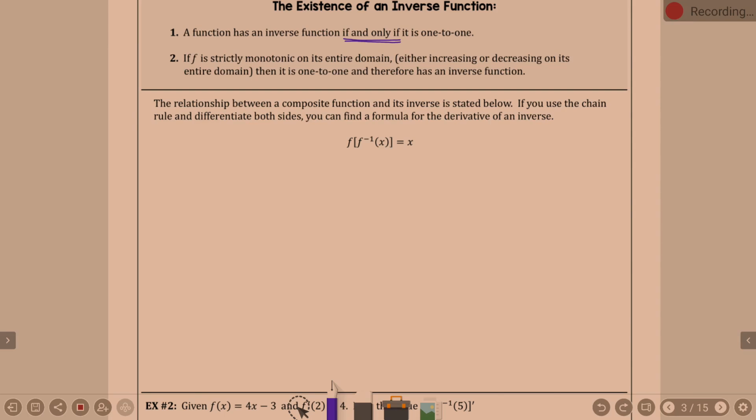So in other words, any graph that is always going up or always going down, so it doesn't have the ups and downs that could cause the problem, is always going to pass a vertical line test, and it's always going to pass a horizontal line test. So it will have an inverse function. Now, the relationship between a composite function and its inverse is stated below. If you use the chain rule and differentiate both sides, we're going to be able to find a formula for the derivative of an inverse.